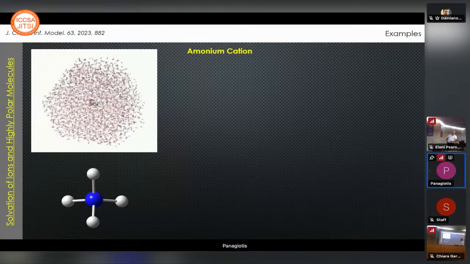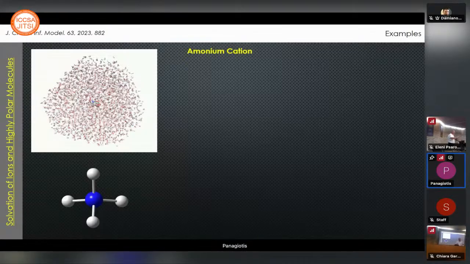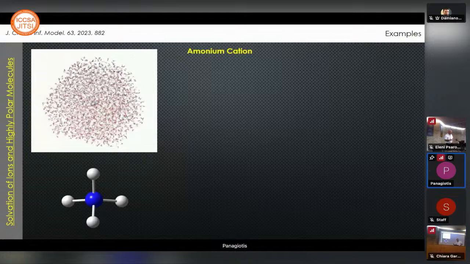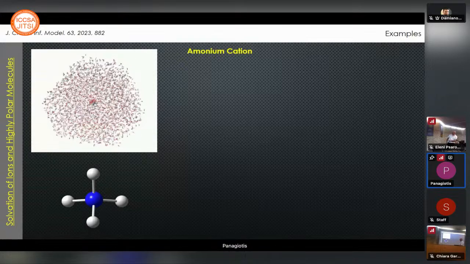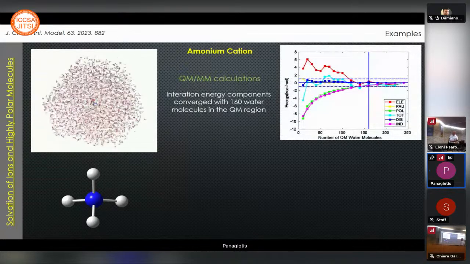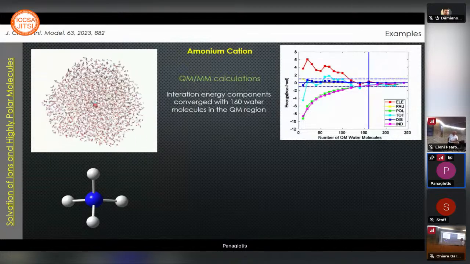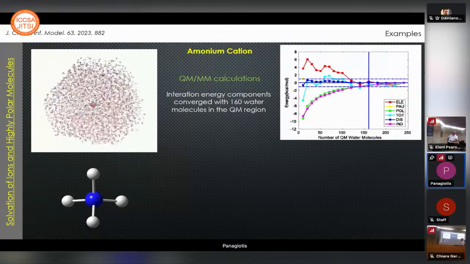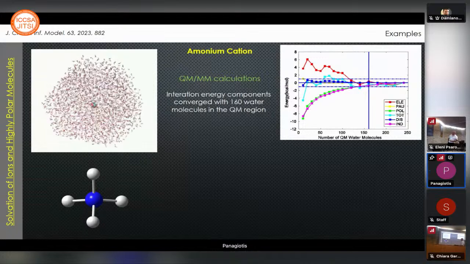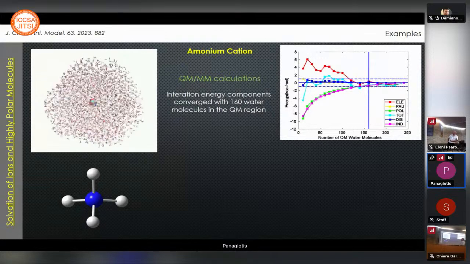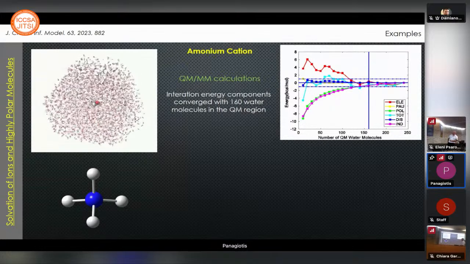Here we have performed this study to investigate the importance of the QM region size in the intermolecular interactions calculated at QM level. So this is the representation of the different interaction energy terms and the total interaction energy, the convergence with the number of water molecules included in the QM region. Okay, for the ammonium cation, we have found that we need at least 160 molecules to converge the long range of the electrostatic interaction energy and the total interaction.